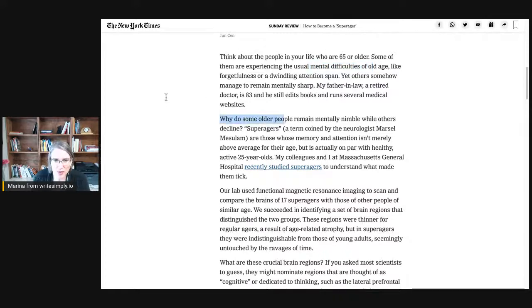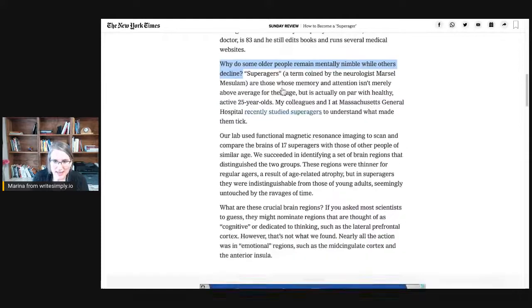Why do some older people remain mentally nimble while others decline? Okay, so there's the big question. We're seeing why are some mentally nimble, others decline? And my colleagues and I at Massachusetts General Hospital recently studied. So remember, we need the reasons that need to be supported. They need to be logical. If we have facts, that's great. If we have experience, that's great. If we have observation.